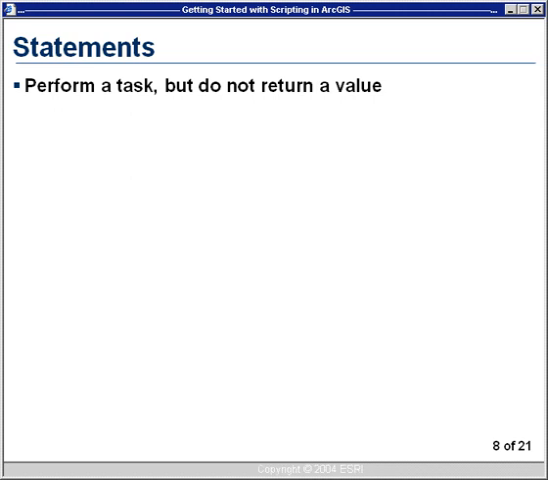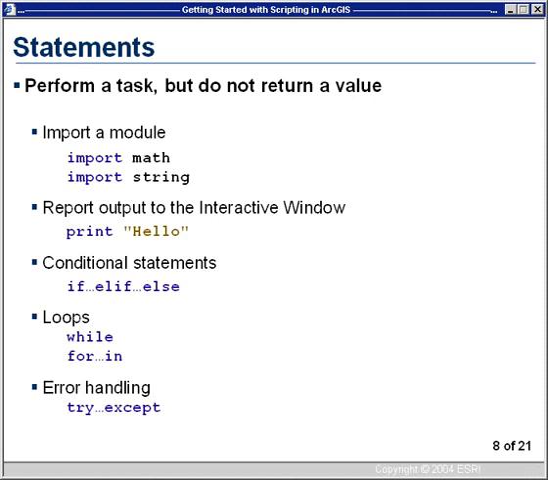The fourth thing that Python offers, and the last thing that we will look at for Python functionality, is statements. Statements are very similar to functions in that they perform some task, but they differ from a function because statements do not return a value to the user. Here are some examples of very common statements that you will use over and over again in your geoprocessing scripts. The first one is the import statement that we just looked at on the last slide. The import statement imports a module.